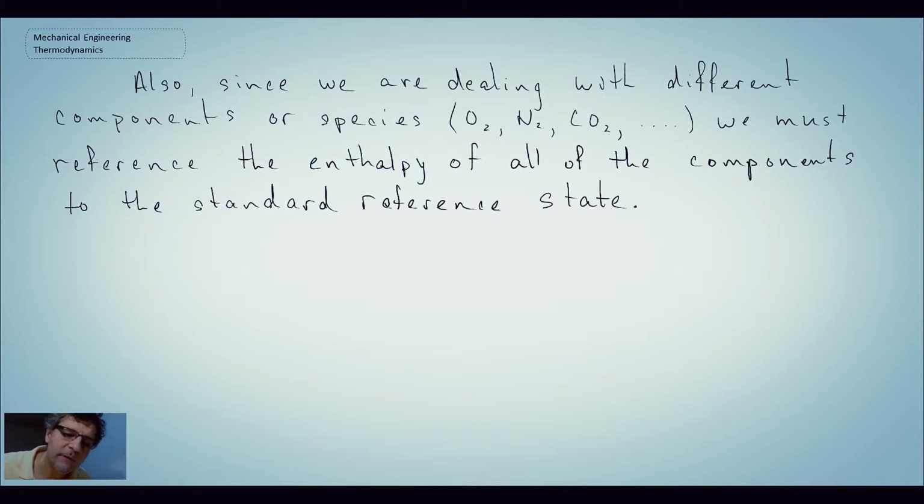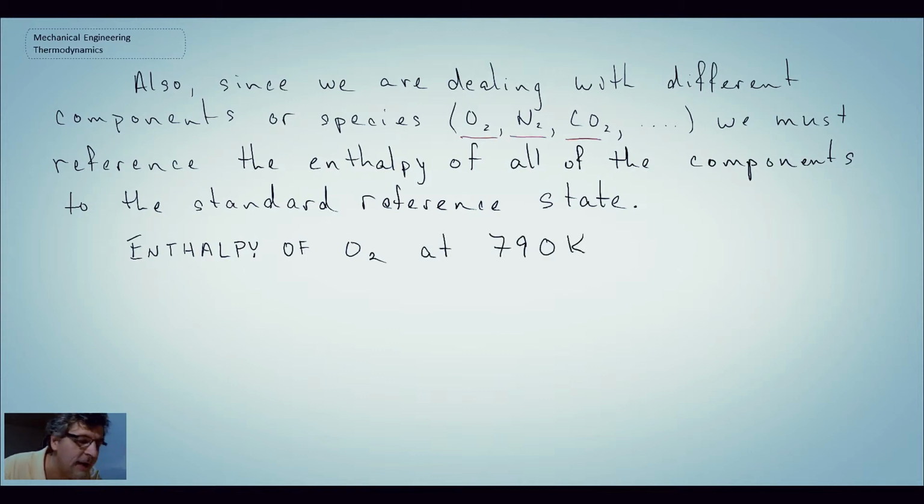So when we're dealing with these problems, we're going to be dealing with a lot of different components or species. For example, we could have oxygen, nitrogen, carbon dioxide, carbon. But no matter what we're doing, we always need to reference the enthalpy for all the components that we have in our system to a standard reference state. So as an example, let's take a look at the enthalpy of oxygen. And let's say we want to look at it at 790 Kelvin.